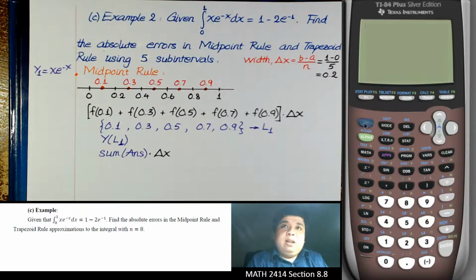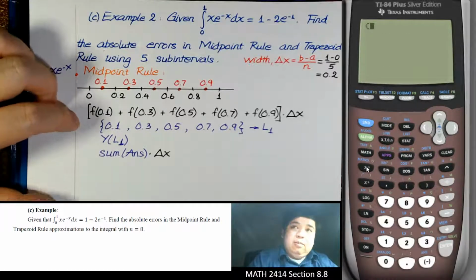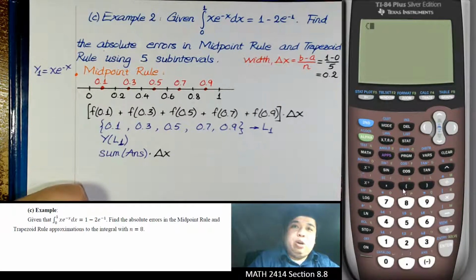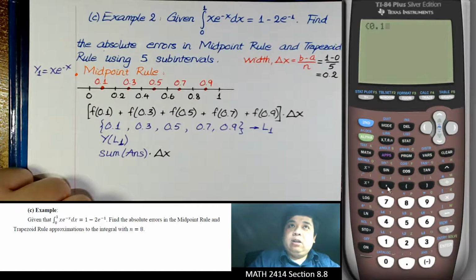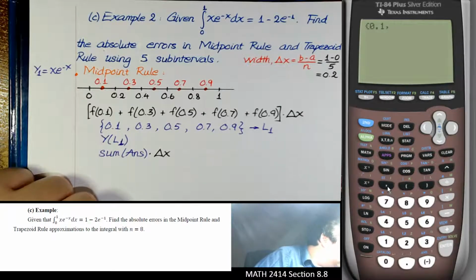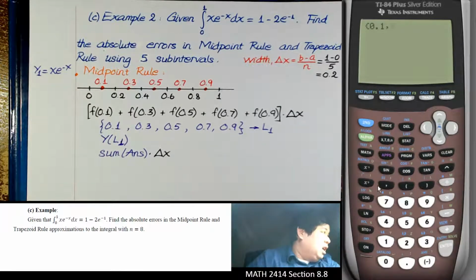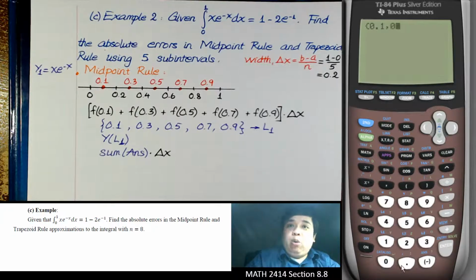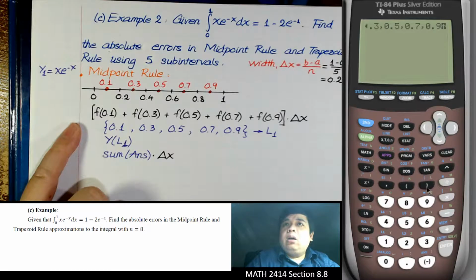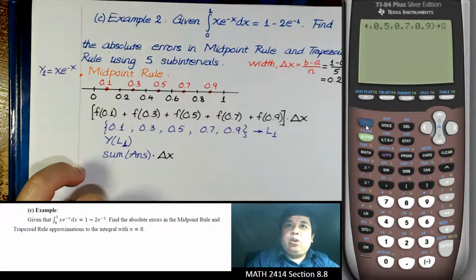Right, open parentheses, second open parentheses, so we need the curly bracket, 0.1 comma, just make sure it looks clear enough on the screen. 0.3, 0.5, 0.7, 0.9, close the curly bracket, store into list 1.